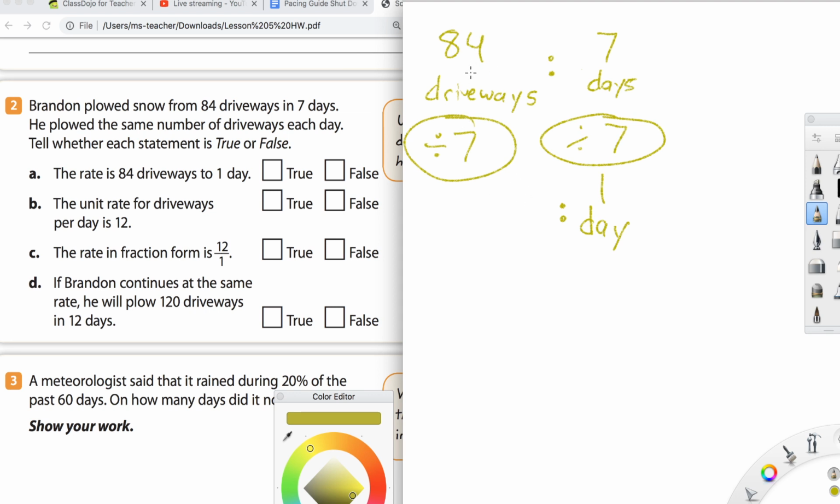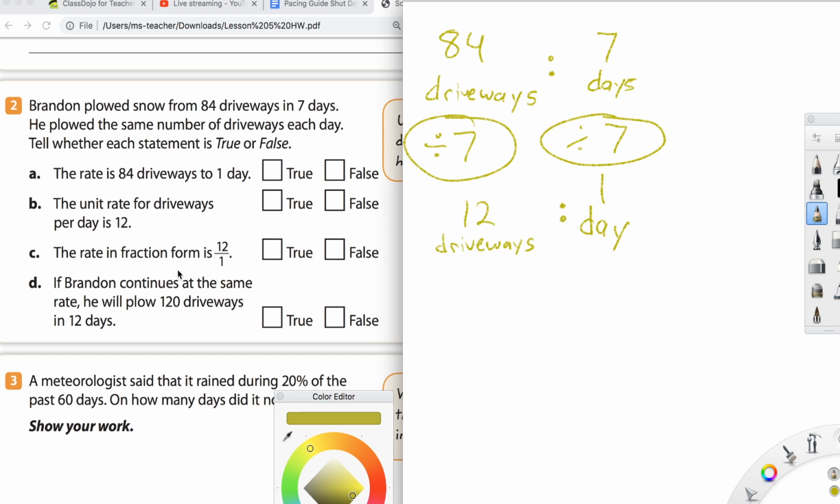Now, right here, 7 times 12, 7 times 7 is 49, 7 times 12 is 84. So it would be 12 driveways. So the unit rate for driveways per day is 12. So per day is 12 driveways. That would be correct. Let's try looking at C.